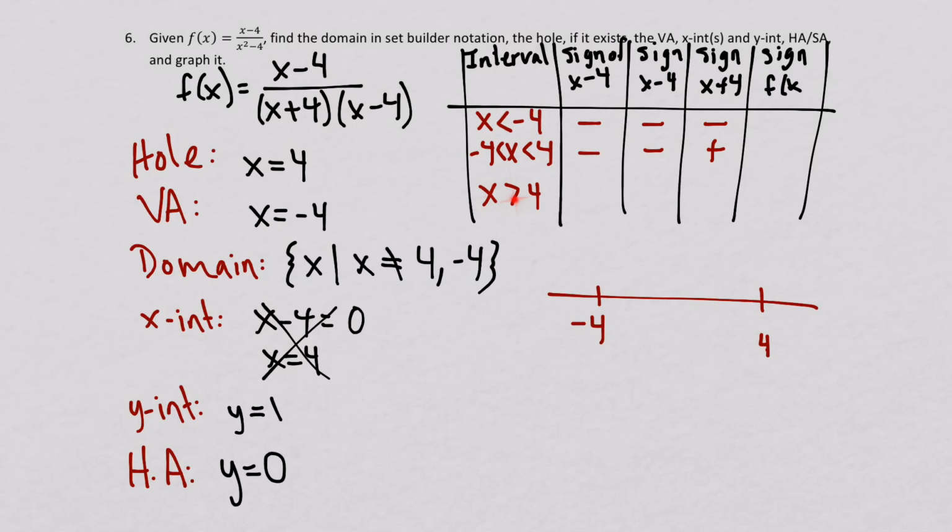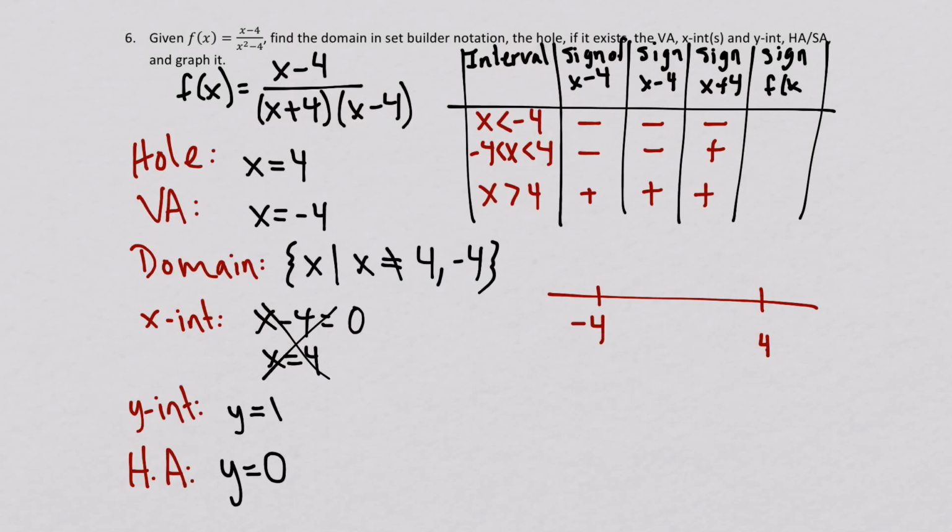Now let's do it again for this last one. A number greater than 4. How about 5? So 5 minus 4, that's going to be positive. 5 minus 4, that's also going to be positive. And 5 plus 4, that's going to be positive.